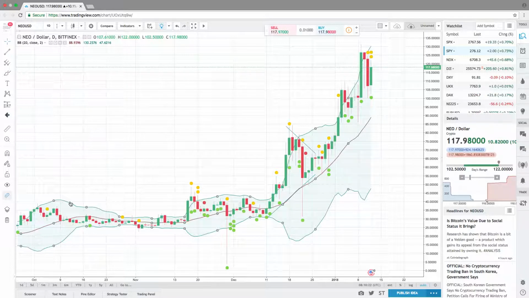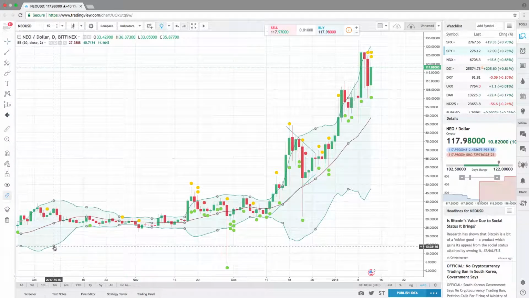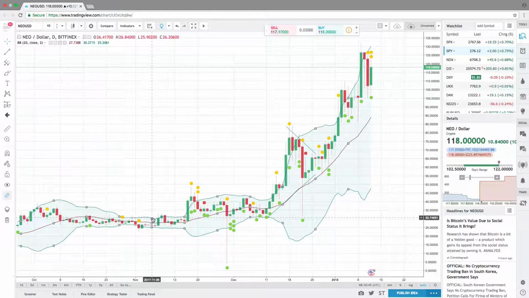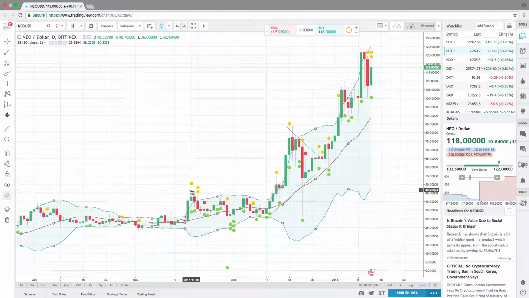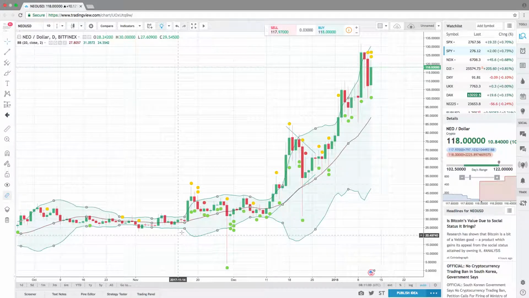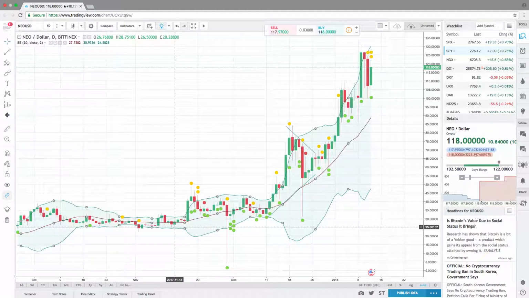So let us begin. What we can see here in NEO, if we go back all the way to around the end of September, the Bollinger Bands were really wide, expanded. There was a lot of volatility in the market, and eventually it settled down and the Bollinger Bands narrowed down. Once the price action was more stable, we saw a breakout in the price of NEO. We saw a breakout and it went all the way up to $48 from down to $25.